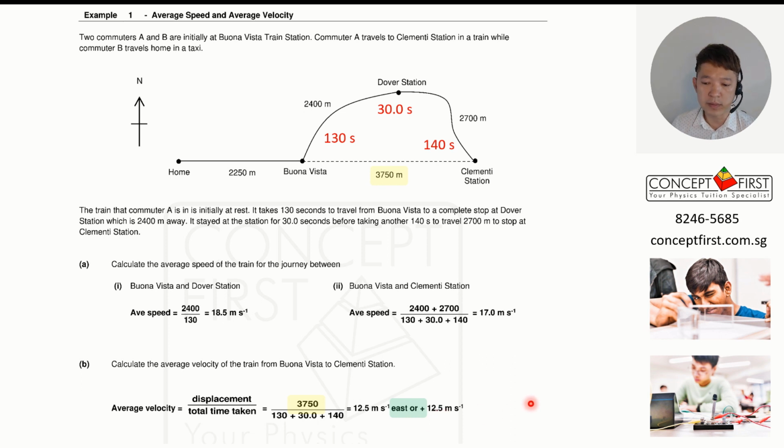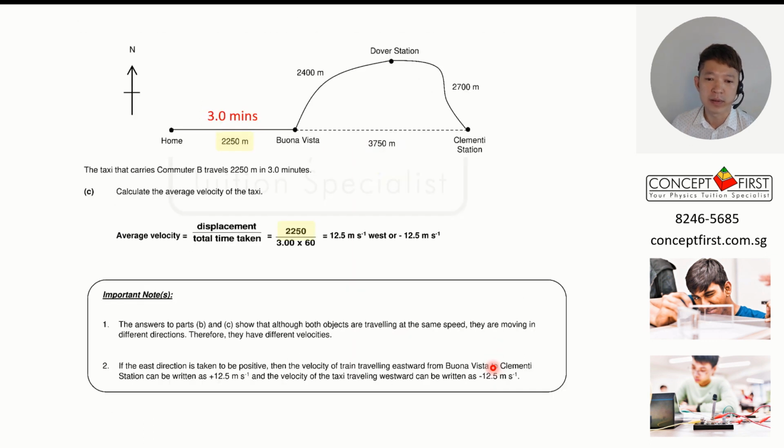Okay. So both ways are correct. 12.5 meters per second east or simply positive 12.5 meters per second, with the right side being earlier defined to be positive. So part C, you take a read.